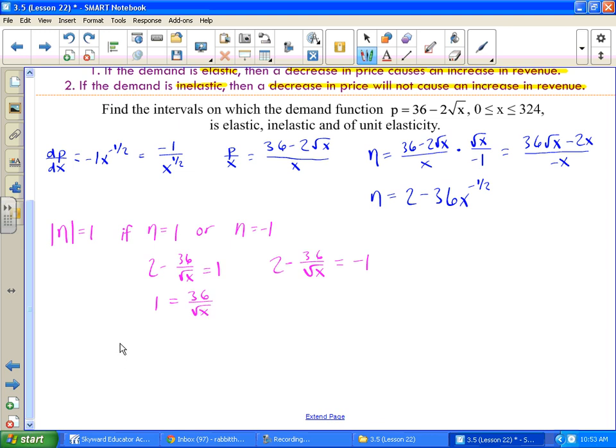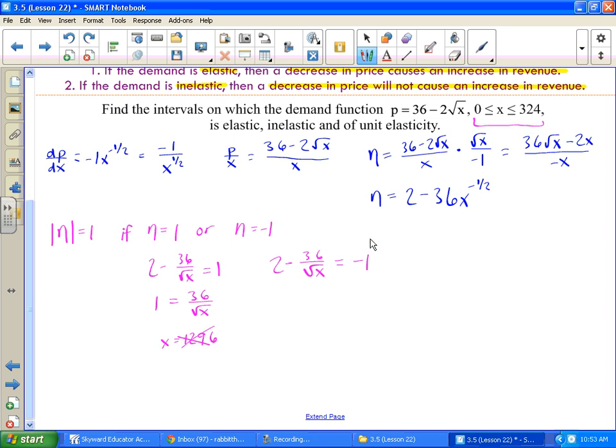And then multiply by square root of x, so I get square root of x is 36. Then how do I solve? Square it, so x is equal to 1296. Now, does that fit in the domain they give me? No, right? It's 0 to 324, so that one I'm going to cross off. It's not in the domain that they give me.